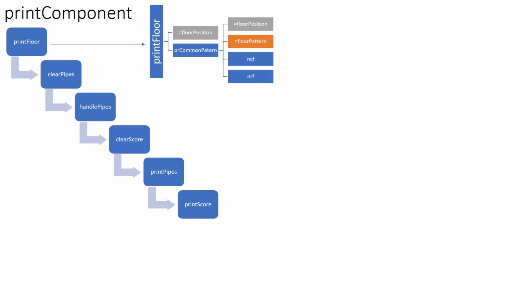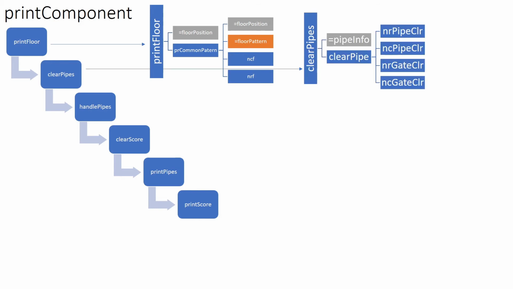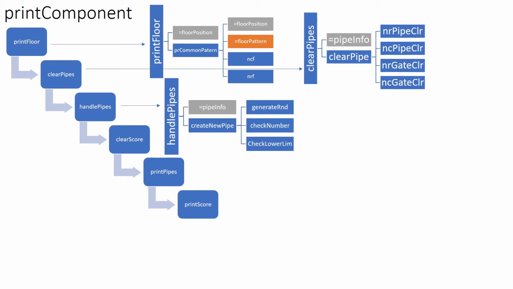All these printing functions are done in the print components function. First, floors are printed using the common floor pattern, then all pipes write a two-column clean to prevent a trace when they are moving. Then the handle pipes function checks the position of pipes. If the first pipe disappeared, it creates a second pipe, and some pseudo-random number is generated to determine the position of the gate for the new pipe, and after that it takes the second pipe's information to the first pipe in RAM.